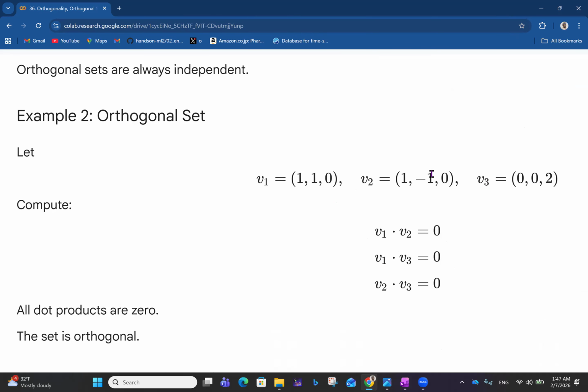Then let's go for v2, v3. 1 times 0 is 0, minus 1 times 0 is 0, 0 times 2 is 0. So you can see that every pair of vectors you take and find their dot products, they all give you 0. That means that these three vectors form an orthogonal set. So we say all dot products are 0, and then we say that the set containing vectors v1, v2, and v3 is orthogonal.